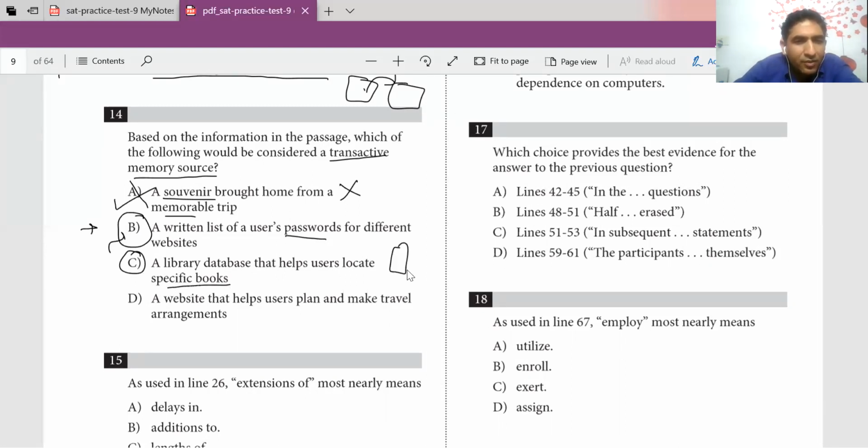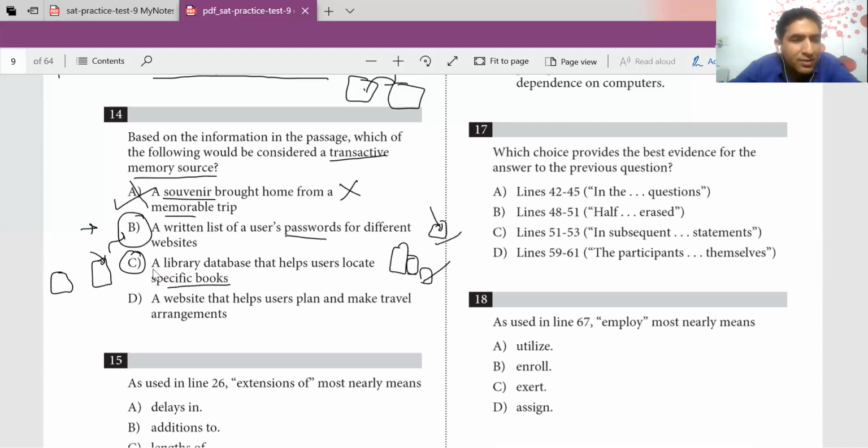There is a collection of books and you want to locate them, and there is a database which is like an index. So we refer to the index and see, okay, fine, the book is in the third column, and we go there and get it. Can this be called a source of transactive memory, or an example of transactive memory? Well, no, because we already have this catalog for this purpose. We are not supposed to remember the place where the books are kept.